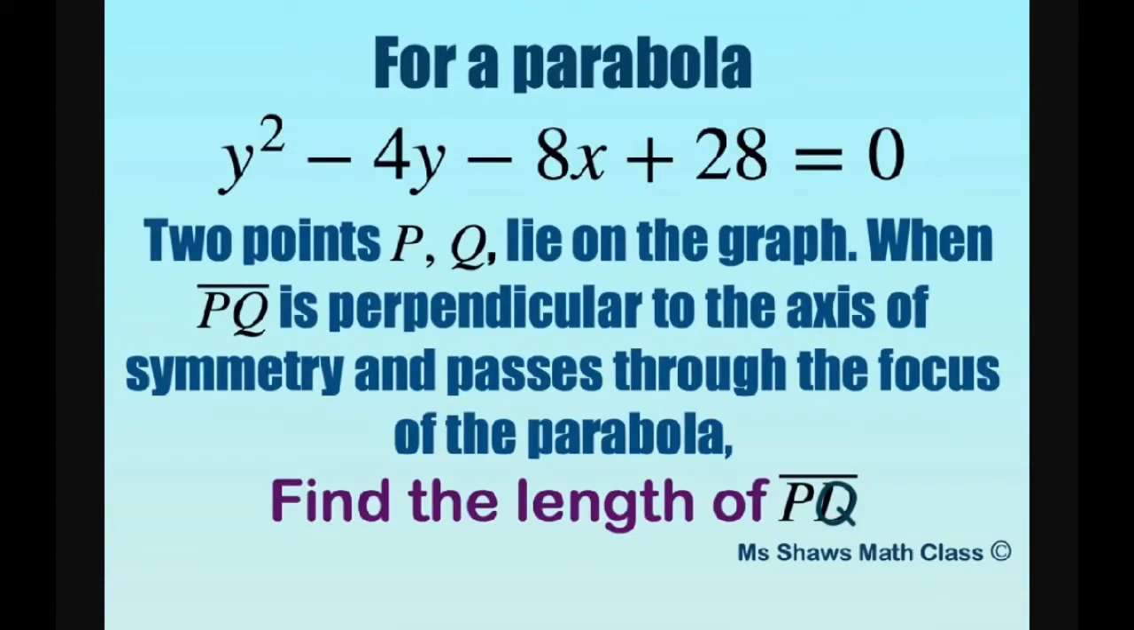Everyone. For a parabola y squared minus 4y minus 8x plus 28 equals 0, we have 2 points P and Q that lie on the graph. When the line segment PQ is perpendicular to the axis of symmetry and passes through the focus of the parabola, we're going to find the length of this PQ.